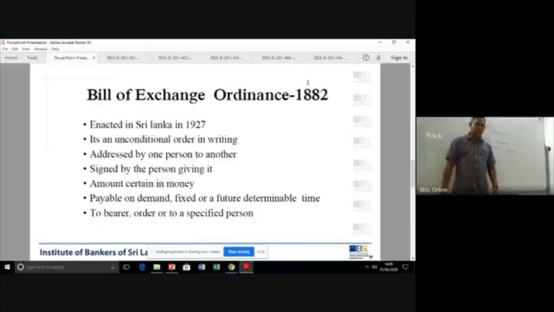The future date. It could be a fixed or a future determinable time. That is, in the instrument itself, you can calculate the date of maturity and decide when the bill of exchange is getting matured for payment. That's what you call future determinable time. Come again: payable on demand, fixed or future determinable time. So those are the things that you need to know.